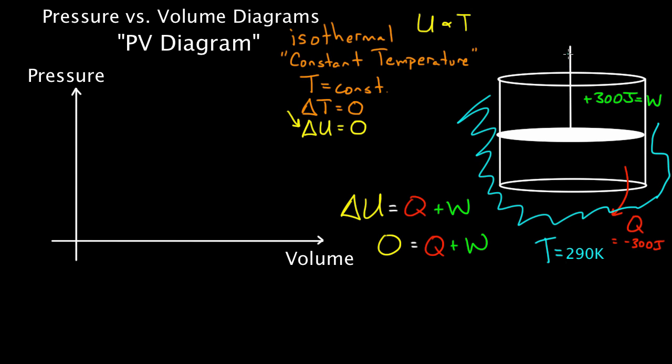So if you make this process happen very slowly, if I push down the piston very slowly, I'll add energy, but that energy's got to get taken out. The temperature of the gas will remain the same if I do it slowly enough, or I can pull up on the piston very slowly.